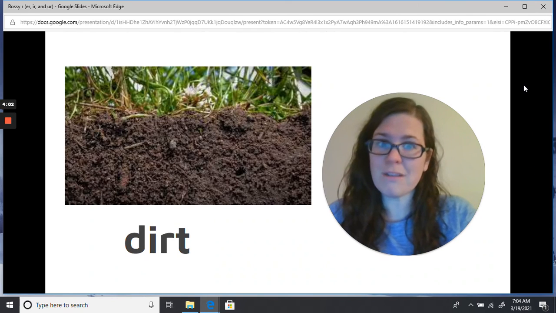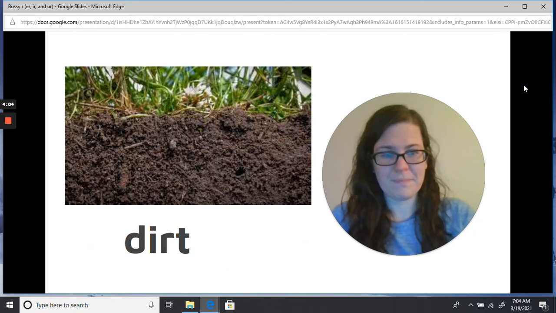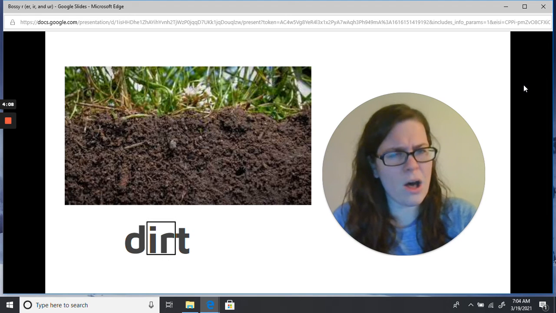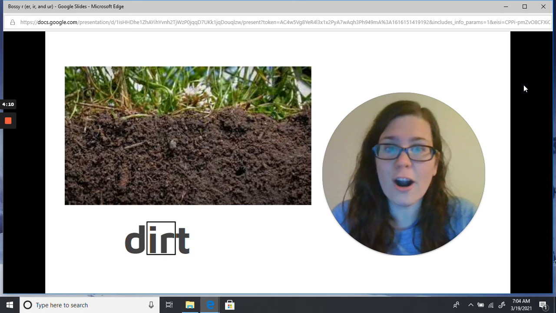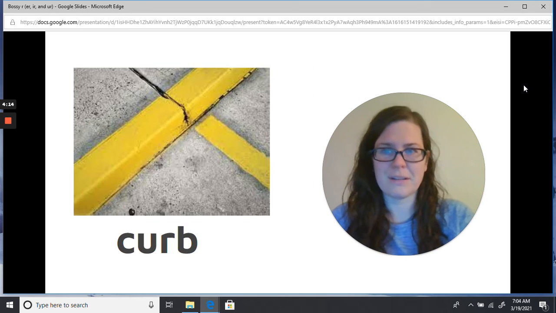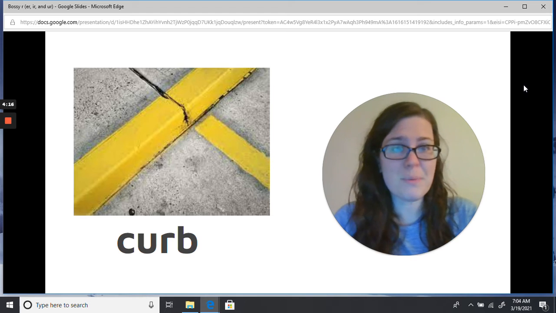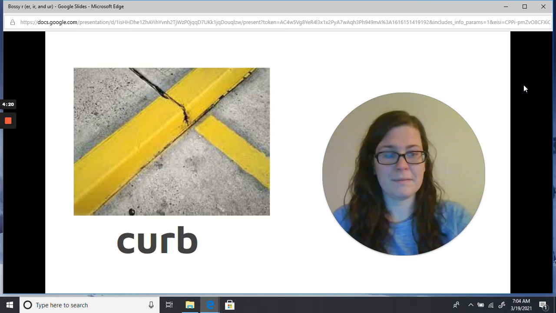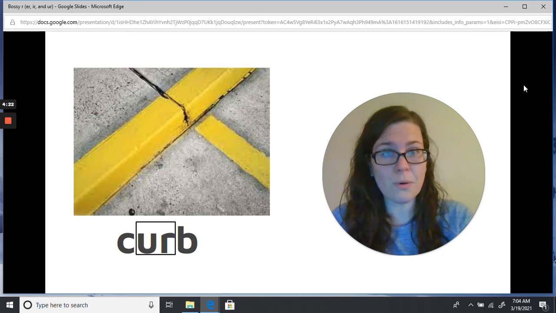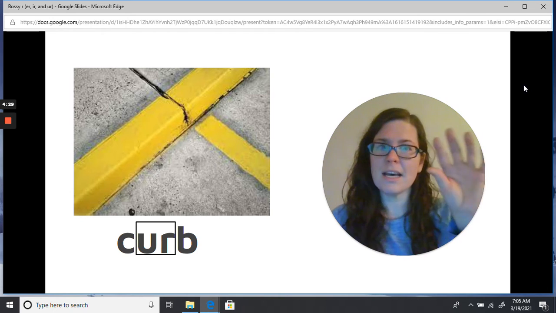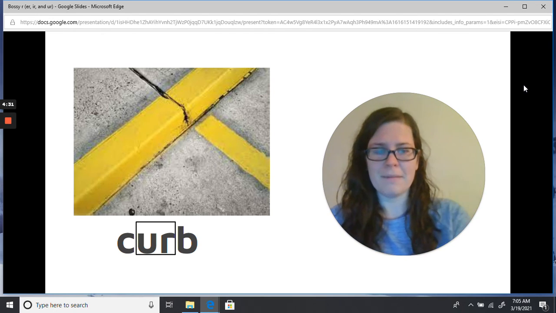And there's a picture of some dirt. Where is the R controlled vowel? It's in the middle, that IR. What sound do we make? Dirt. And here's a picture of a curb. Curb. I see a UR in the middle, so I know I just make the R sound because that R is bossy. Herb.